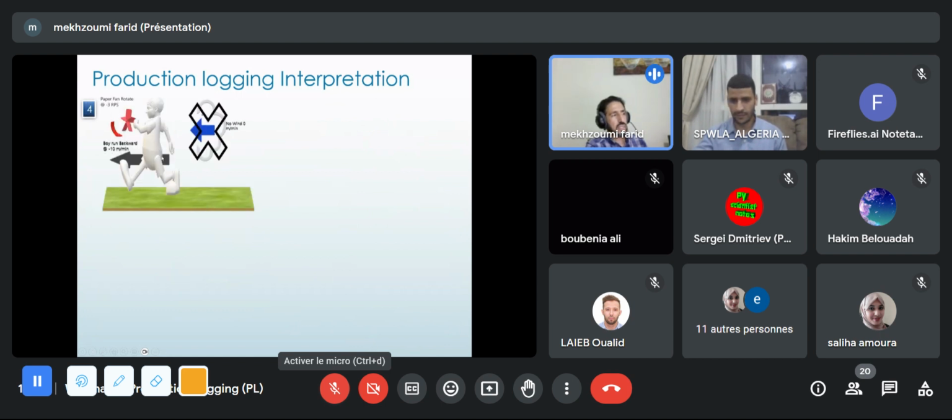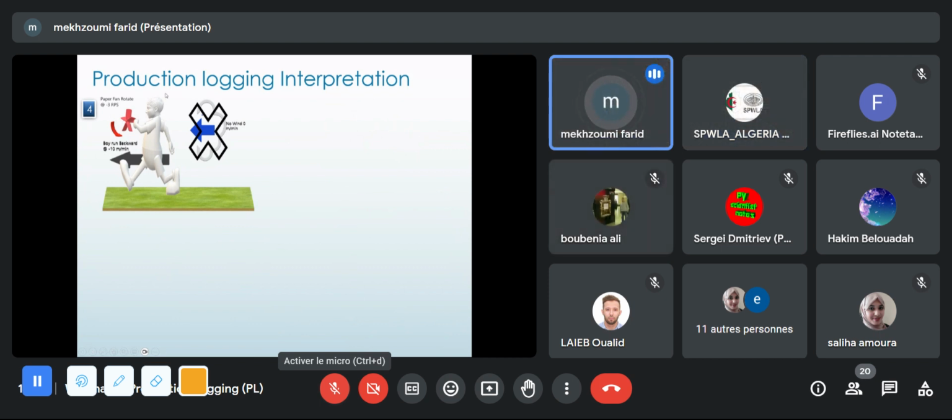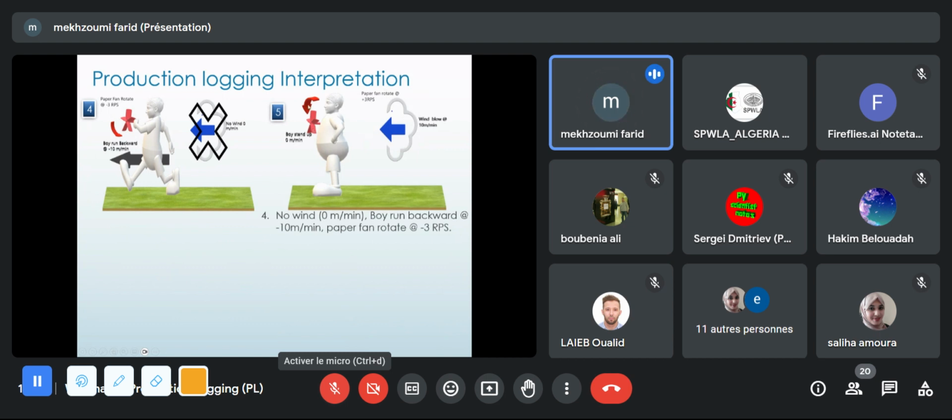Now the buoy is running backward. Okay. And here there's no wind. So the paper fan is rotating to the other side, which gives us a minus sign, the negative side, -3, because it's running at -10. So now let's see. The buoy stands by and stops going backward, and we have airflow or wind blowing at 10 meters per minute. Always it is 3 RPS. Same.